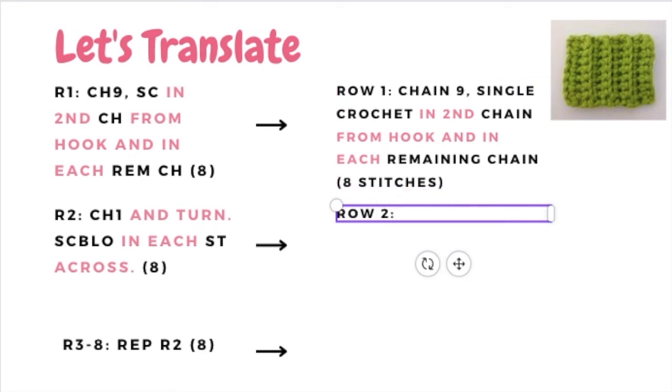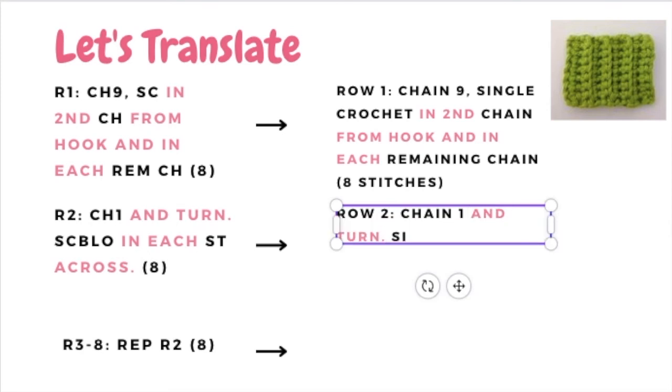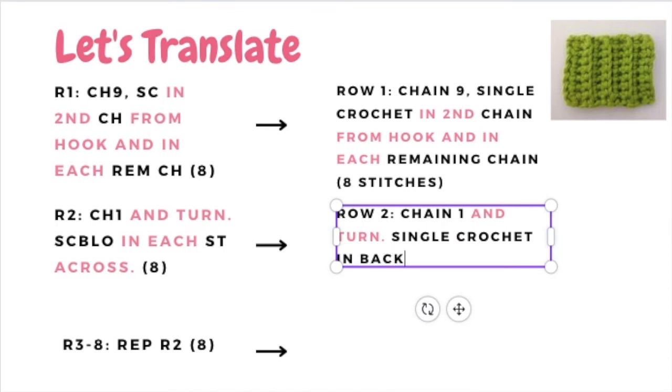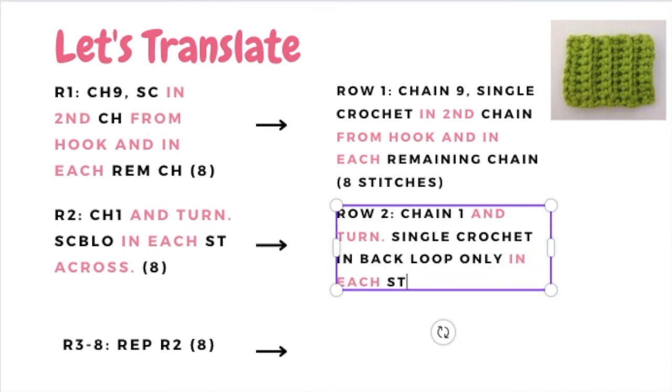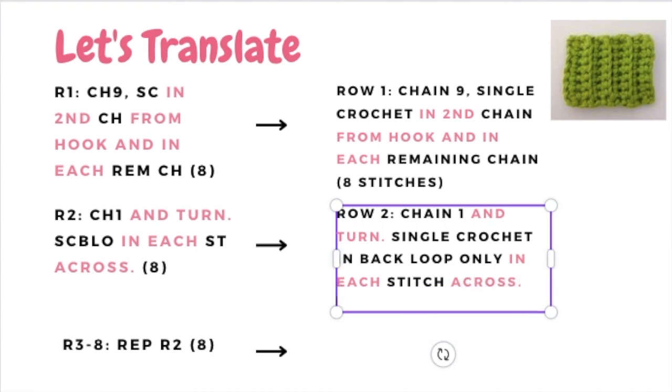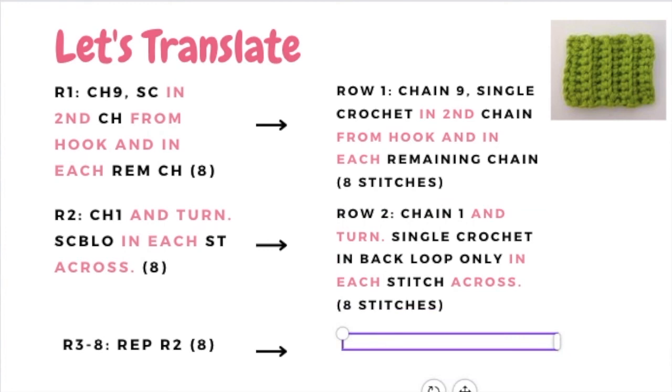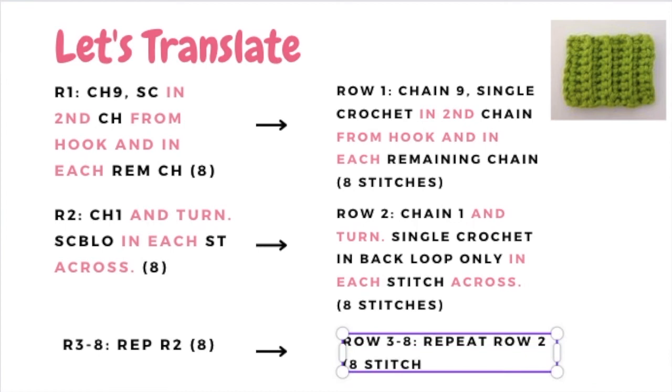Row 2, chain 1 and turn the work. Single crochet in the back loop only in each stitch across. 8 stitches total. Rows 3 through 8, repeat row 2. 8 stitches total.